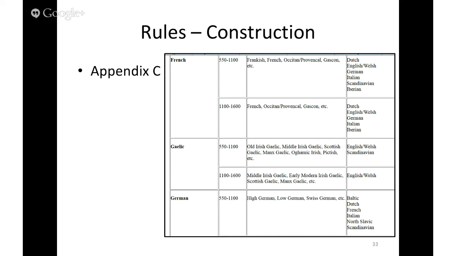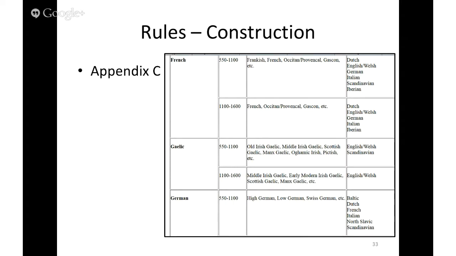So we have French, and French says after 1100, French, Occitan, and Gascon are part of the French naming group. So if all of your name elements are from within French or Occitan or Gascon, you can do it within 500 years. But you can also combine it with Dutch, with English, Welsh, with German, with Italian, with Iberian languages. But those are the other naming groups, and in that case, you're limited to 300 years. And if you're before 1100, you can also throw in Scandinavian because those Vikings just got everywhere and mixed with everybody.